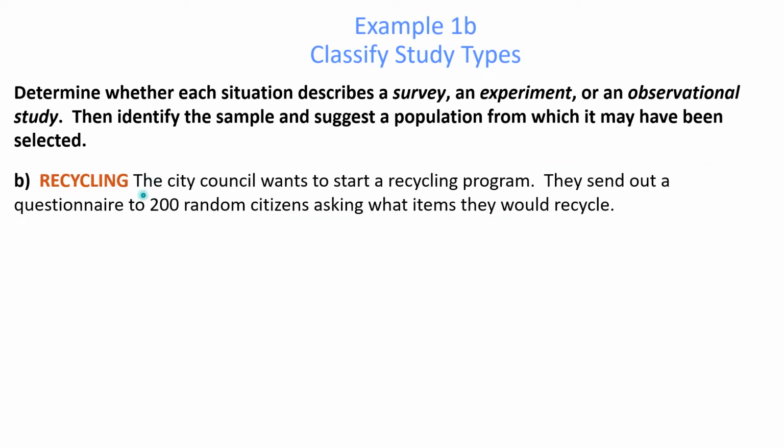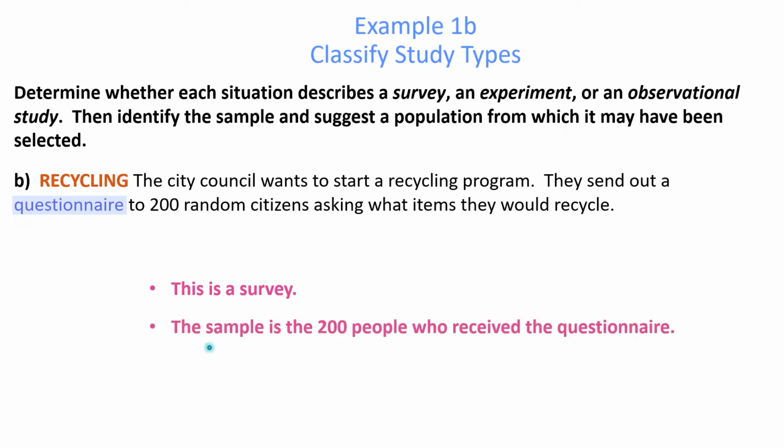Now, for example 1b, the City Council wants to start a recycling program. They send out a questionnaire to 200 random citizens asking what items they would recycle. Now we can see this is a survey because of this keyword here, questionnaire, which requires a response from these 200 citizens. And the sample is the 200 people who received the questionnaire, and you can see that in the question. The population is all the citizens of this city.